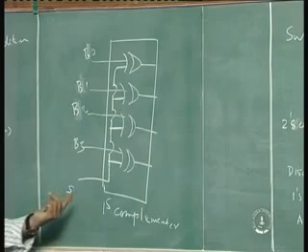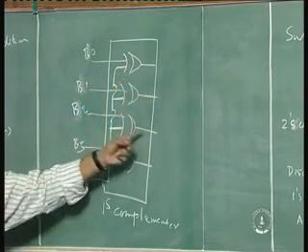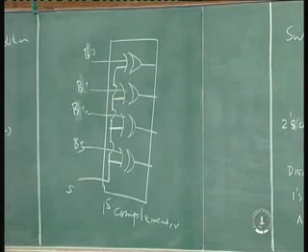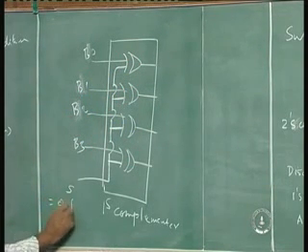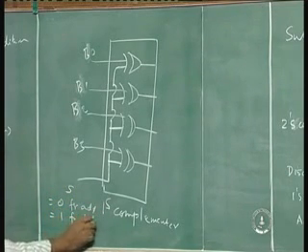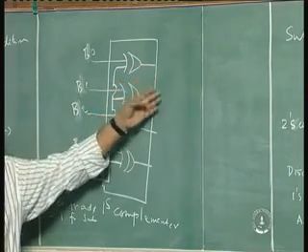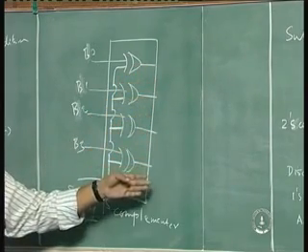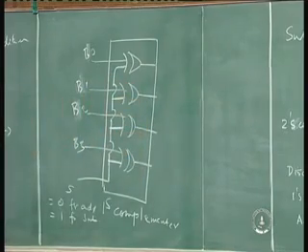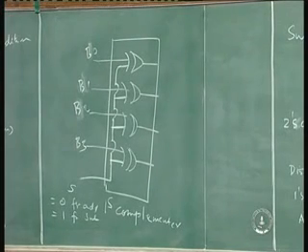Whenever I want subtraction, I make this S equal to 1. I get B bar: B0 bar, B1 bar, B2 bar, B3 bar. Whenever S is 0, that means when I add, S is equal to 0 for add, 1 for subtract. So if it is adding, A0, A1, A2, A3 will come out. Subtraction, A0 bar, A1 bar, A2 bar, A3 bar will come out. So it's 1's complementary circuitry. Of course I have to add 1 to it. We will see how to do that.